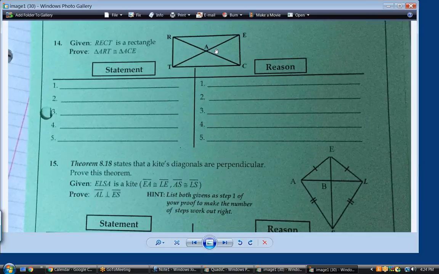Okay, that's a rectangle. We're supposed to prove that ART, this triangle here, is congruent to this triangle over there. Okay. So, what's statement 1? Statement 1 is just given RECT is a rectangle. Yeah. Okay, so that's statement 1, and the reason is given.